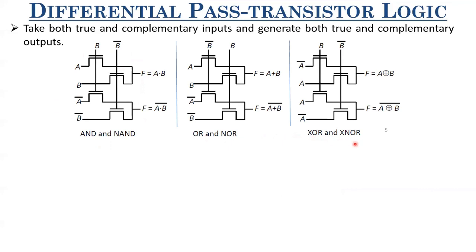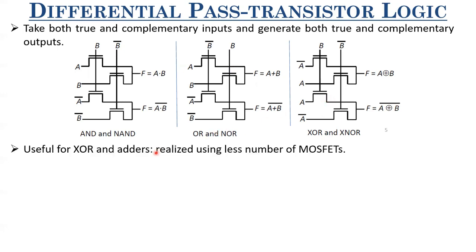The best part about this is that we are realizing them using only 4 transistors for this circuit and 2 inverters for realizing A bar and B bar. So in total we require how many? 8 transistors, and we can realize all sorts of logic and its complement as well, right? It's especially useful when you are designing XOR or adders, because they can be realized using fewer MOSFETs. Let's talk about a CMOS XOR: 8 transistors plus 4 transistors for realizing the inverted form of inputs. So 12. Here it's only 8.